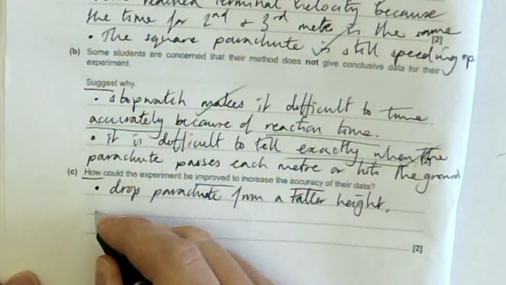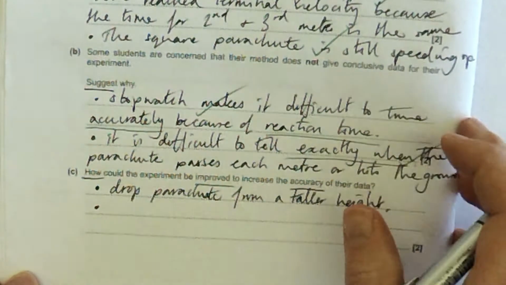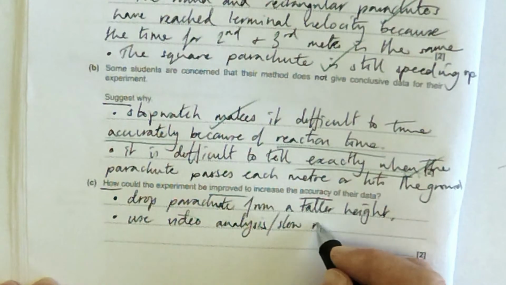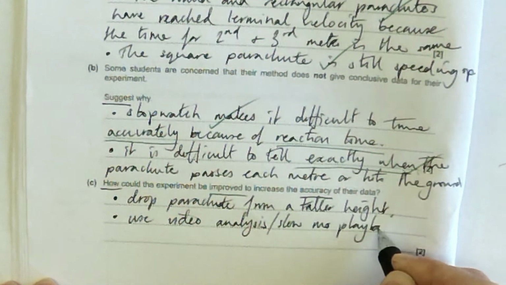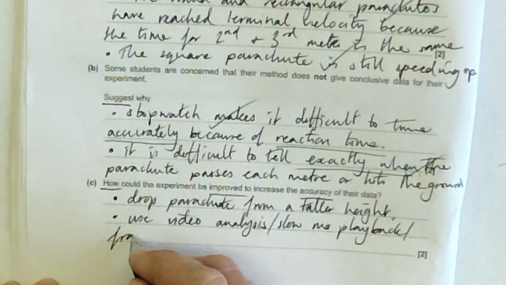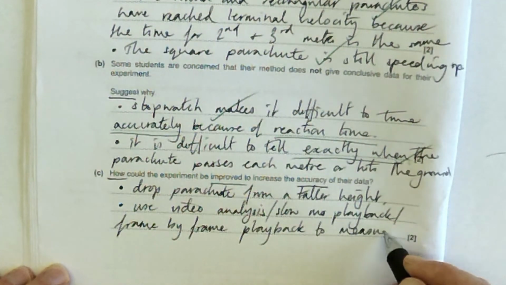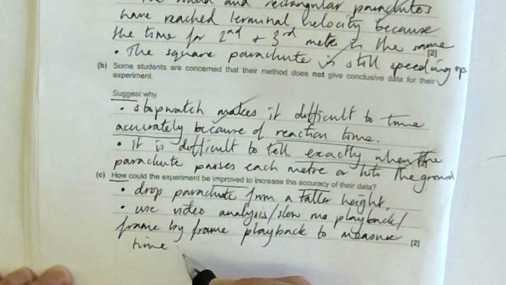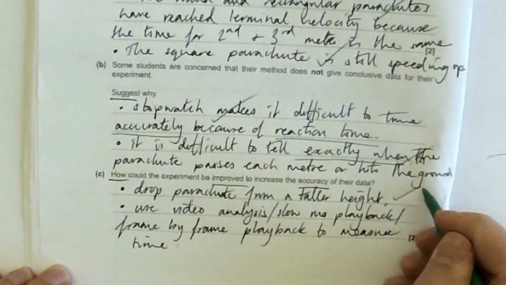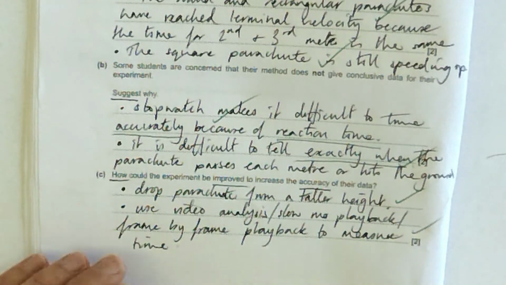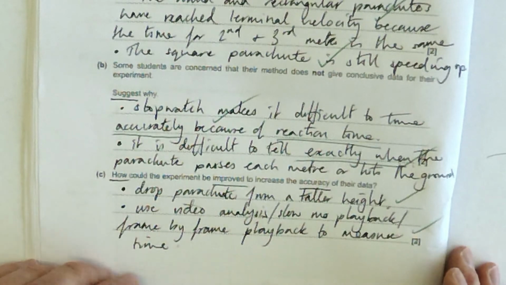And next, the way that I would have done this practical is I'd do a bit of video analysis. Or you could say slow-mo playback, or frame by frame playback is the way they like to term it, to measure time. If you've not had a go at that by now in year 11, then do have a go at doing something with a bit of video analysis. You can just do it on your smartphone, take a little video, and use it to work out the exact times when things happen. You get good motion trends, you get good motion curves.